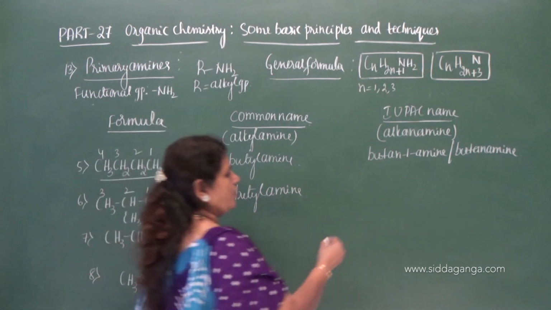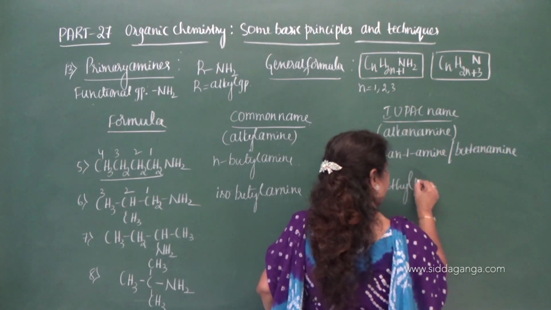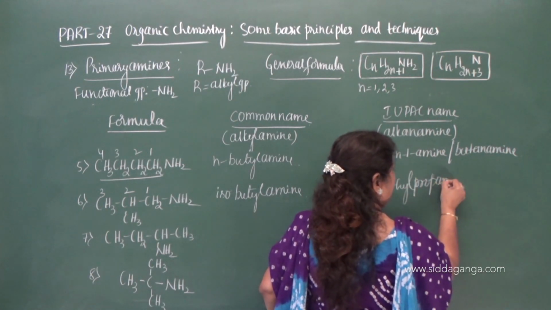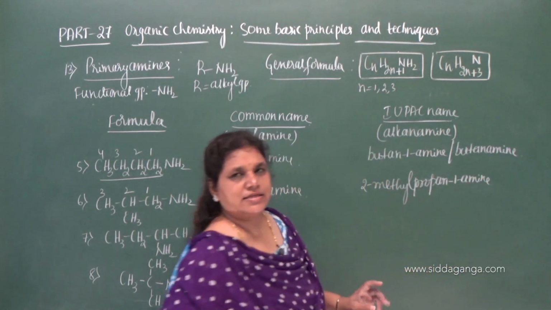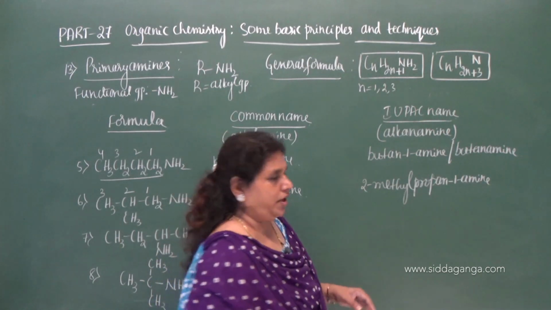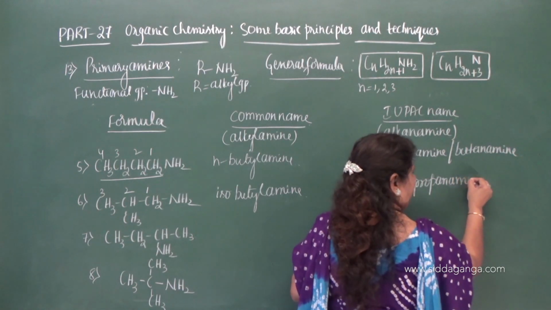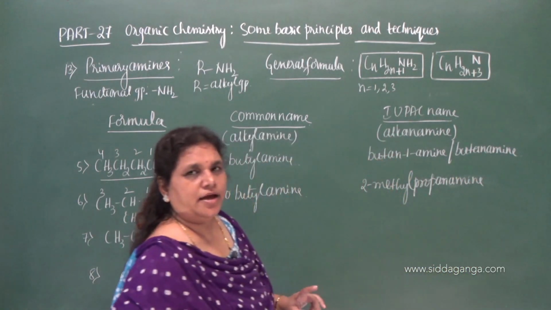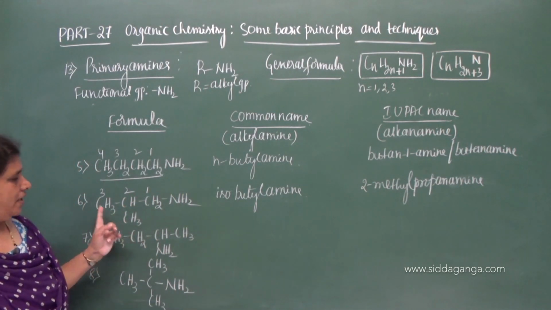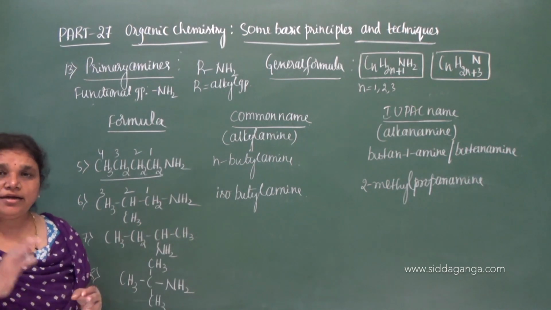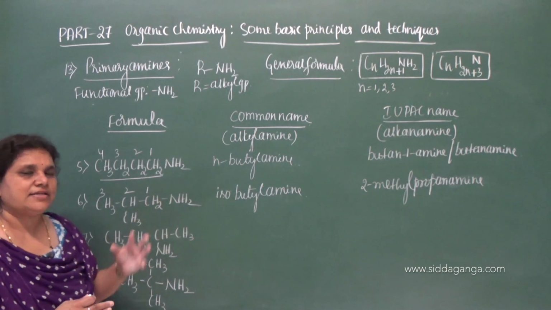So what is the name? 2-methyl propane-1-amine, or instead, as I said, if the locant is 1, you can ignore it. If you ignore the locant 1, then it becomes 2-methyl propanamine. Since the chain is branched, we need to select that carbon chain which contains the functional group. Therefore, I have selected this carbon chain.